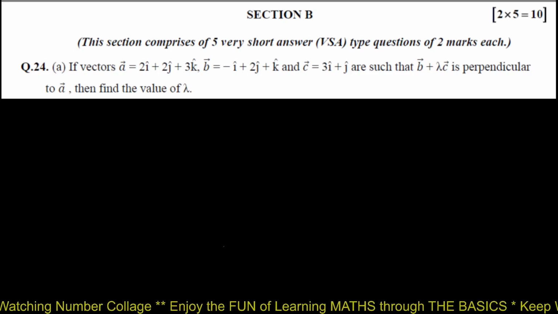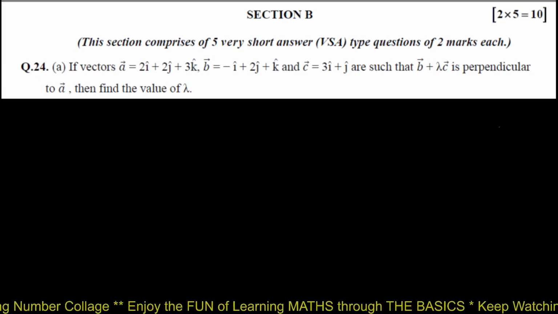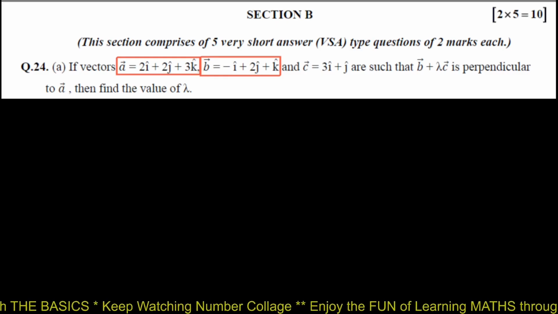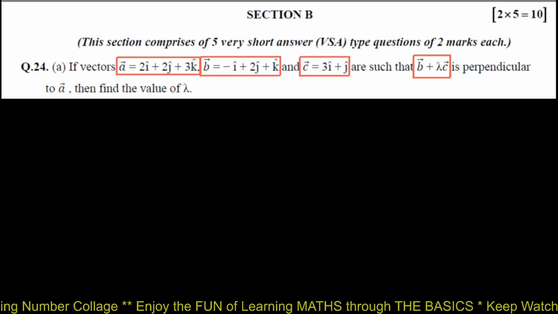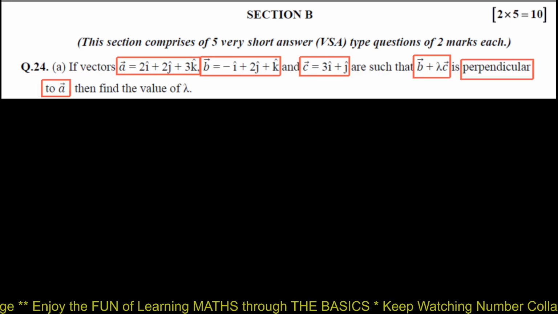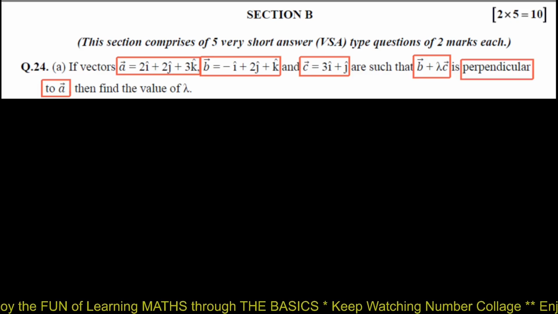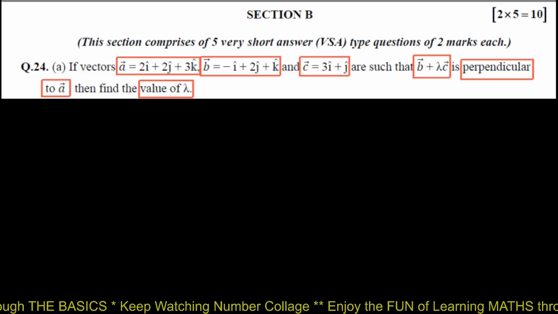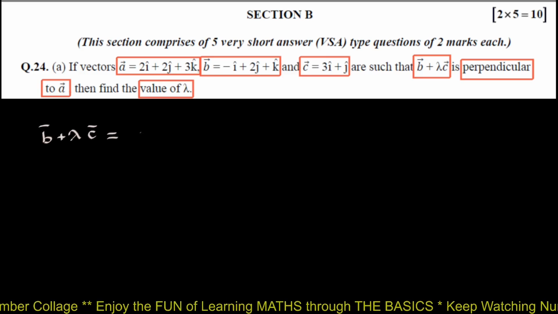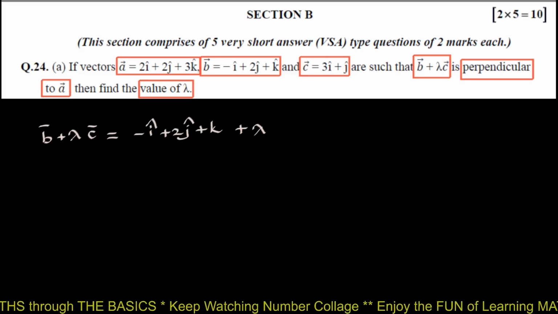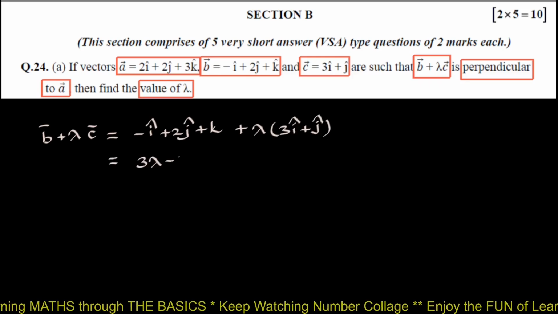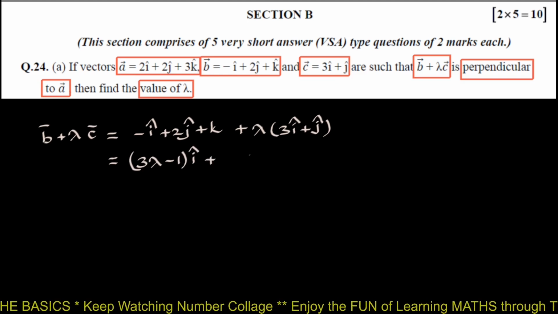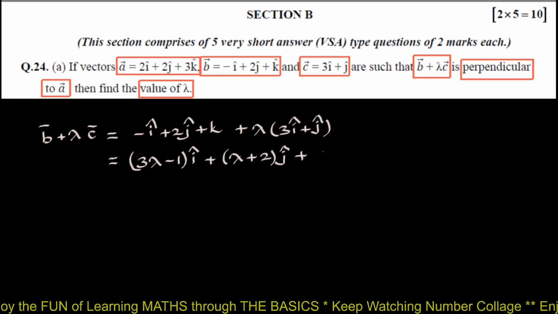Question number 24a. If vectors a bar, b bar and c bar are such that b bar plus lambda c bar is perpendicular to a bar, we have to find the value of lambda. First, let us find b bar plus lambda c bar, which is b bar plus lambda times c bar, which will be (3 lambda minus 1) i cap plus (lambda plus 2) j cap plus k cap.